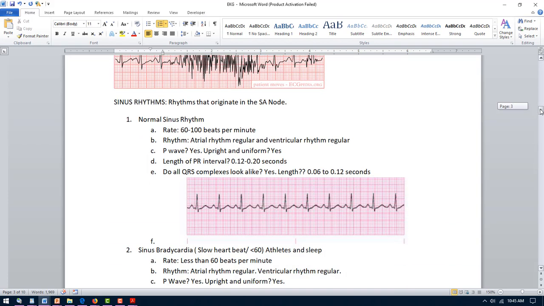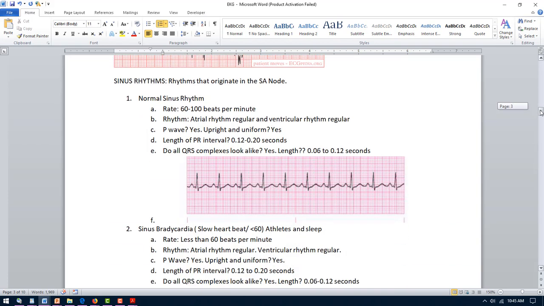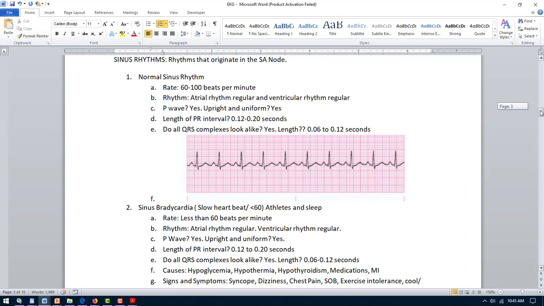Sinus rhythm, I guess I just don't want to spend a whole lot of time on these normal ones. As you can see, the P wave is there, the QRS looks good, the rate is between 60 and 100, the rhythm is regular, both the atria and the ventricles. That PR interval is in between that 0.12 and the 0.2. QRS is right where we want it, so this is a normal sinus rhythm. Everything looks right where it's supposed to be.